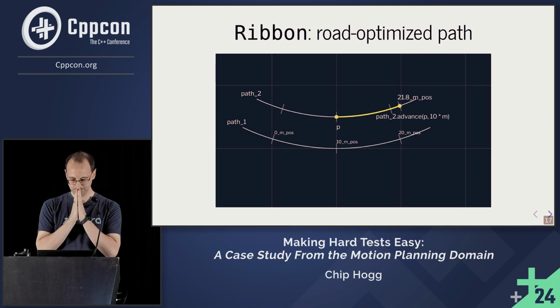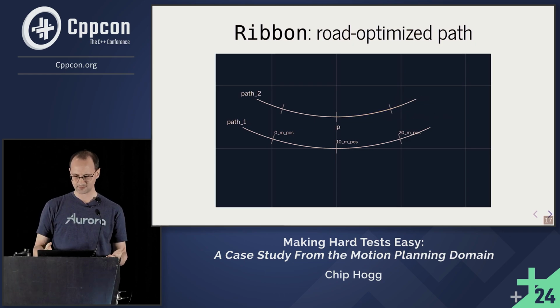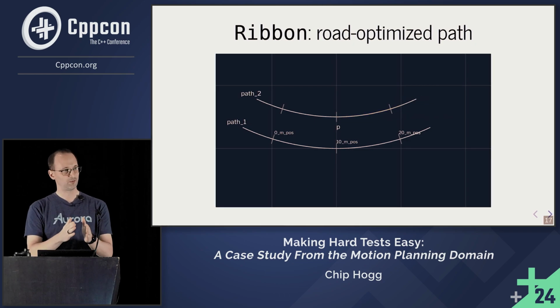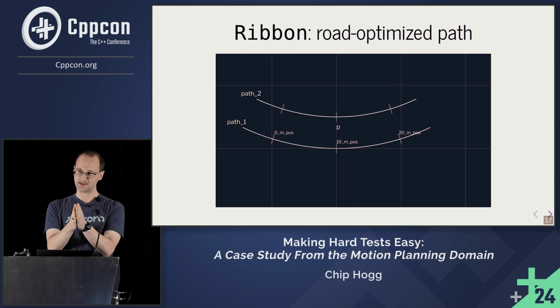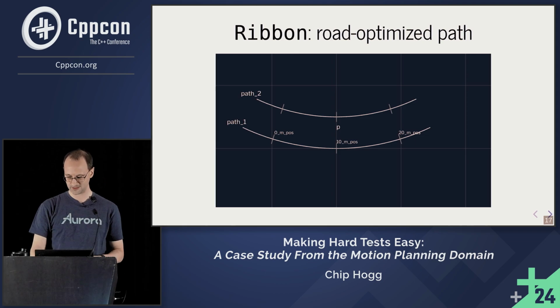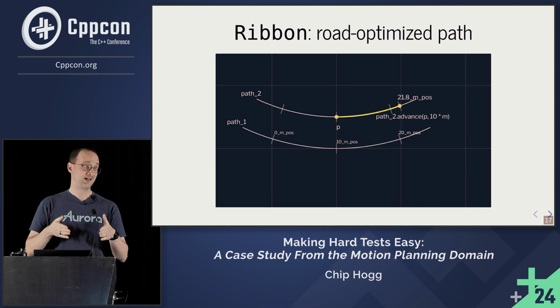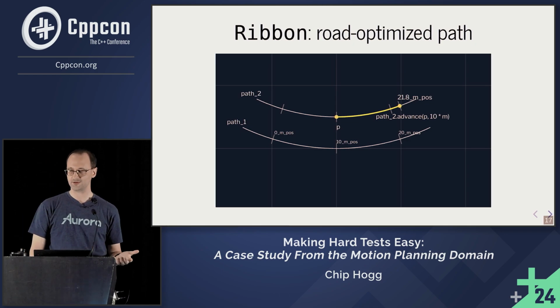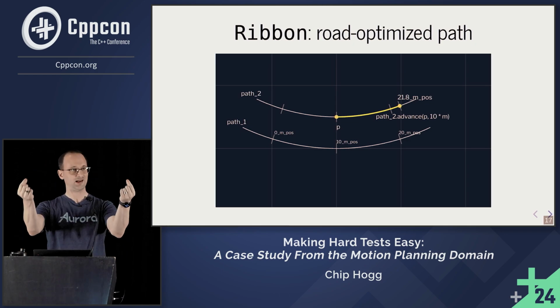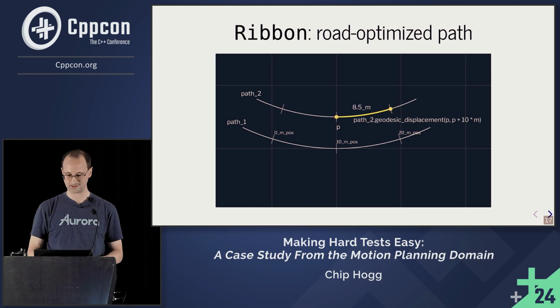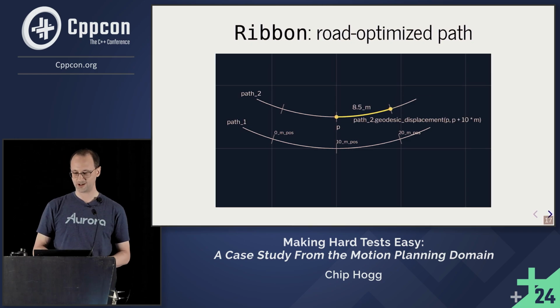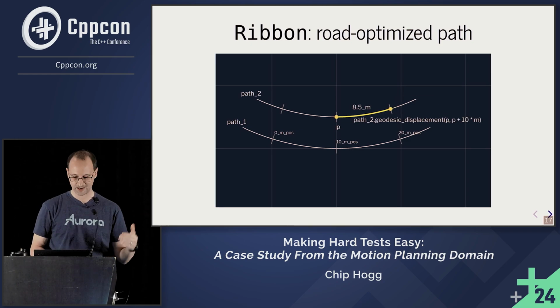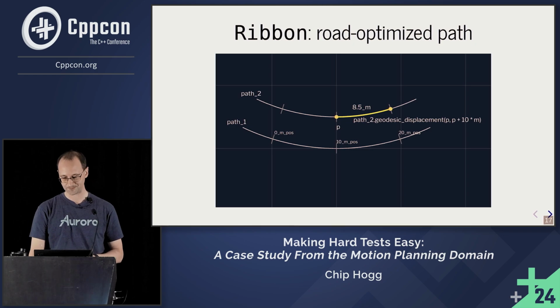So let's take a point P. It's going to be at the 10 meter position. What the ribbon can do is if you advance that point by 10 meters, it can tell you what position you're at. In this case, it's the 21.8 meter position, not 20. It can also do the reverse. So if you go from the 10 to 20 meters and you measure that distance with this function here, it'll tell you it's 8.5 meters as it happens in this case, not the full 10.